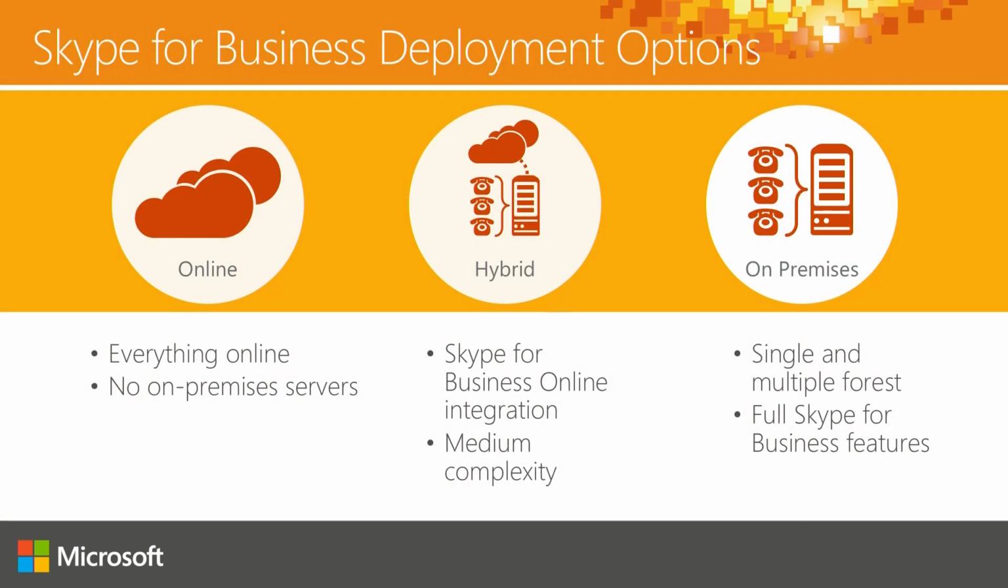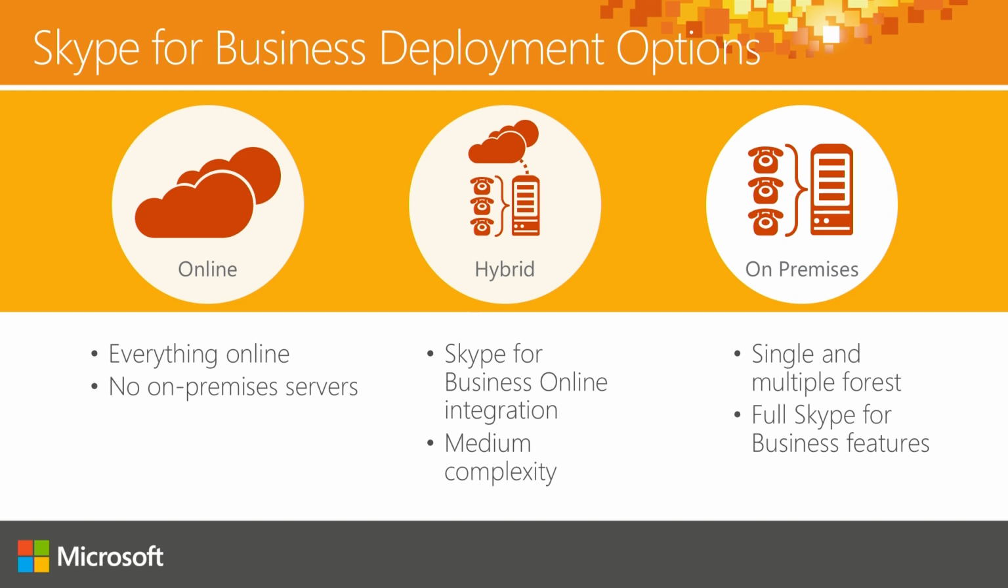So let's have a look at the deployment options. There are three ways you can deploy Sky for Business. Sky for Business can be deployed online, which means it is deployed through the multi-tenanted platform from the data center, and you don't have to have any infrastructure on the premise. It's purely online deployment.